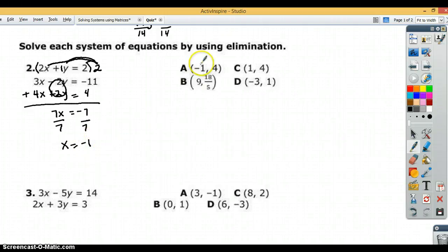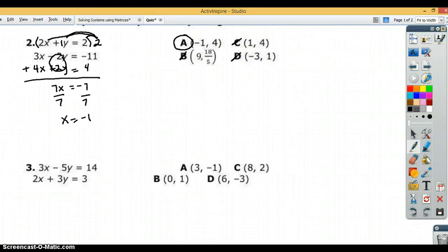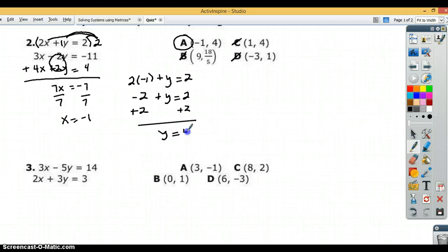So I'm going to look. So negative 1 good, 9 no, positive 1 no, negative 3 no. The only answer I can have is A. If I wanted to continue, I would just substitute here. So we would have 2 times negative 1 plus y equals 2. That would give me negative 2 plus y equals 2. And I could add my 2 to both sides to get that y is equal to 4. And I would get that answer. But if you have answer choices, use them to your advantage.